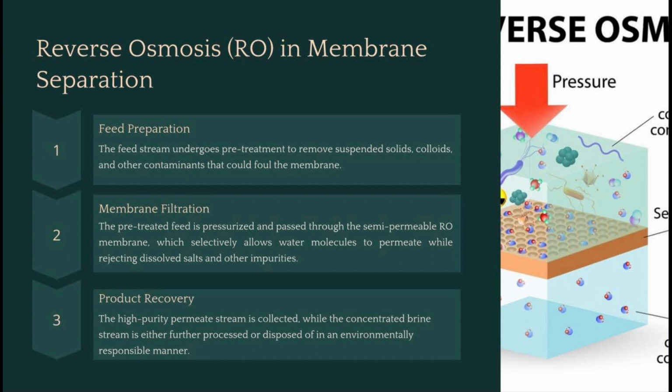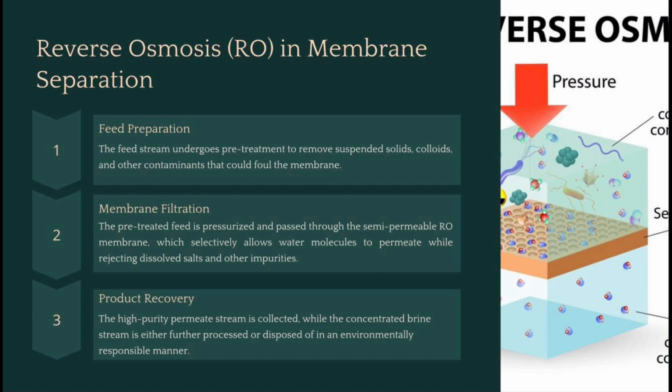Number 2. Pressure. In reverse osmosis, pressure is applied to the side of the solution with higher solute concentration. This pressure is applied to overcome the natural osmotic pressure, which would typically cause water to flow from the side with lower solute concentration to the side with higher solute concentration.